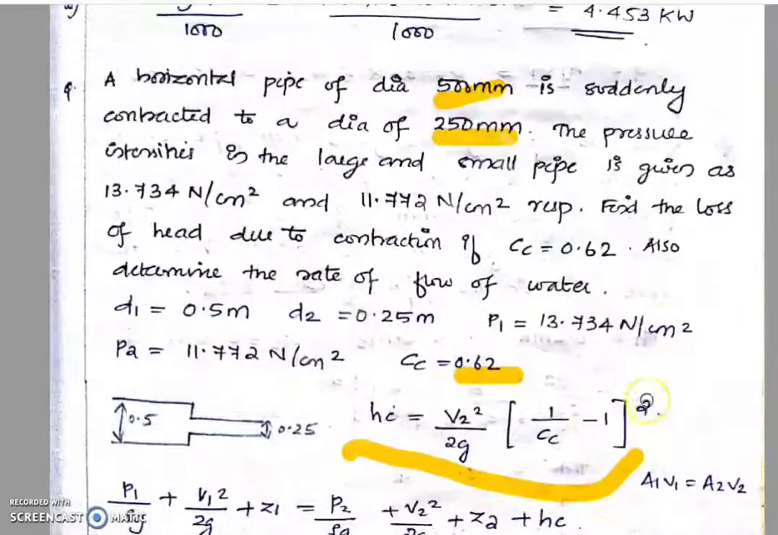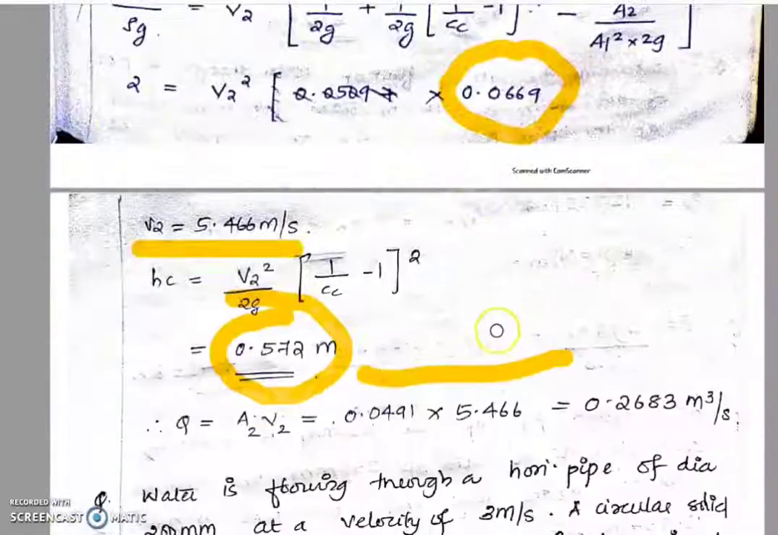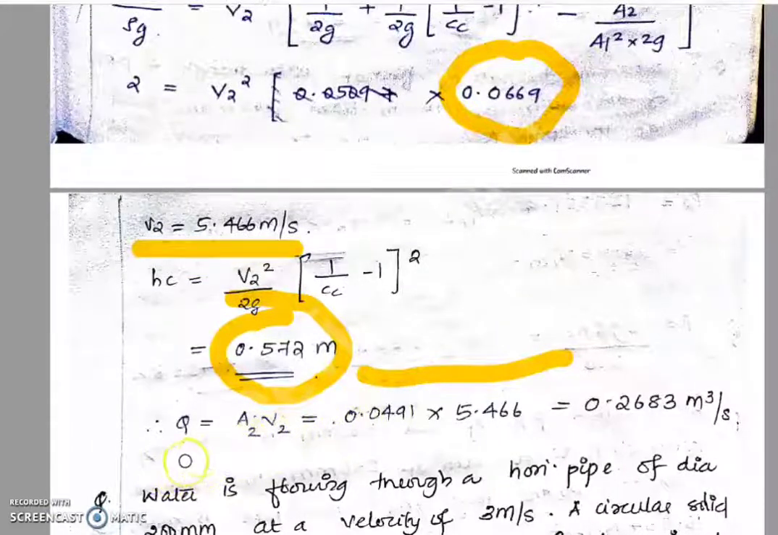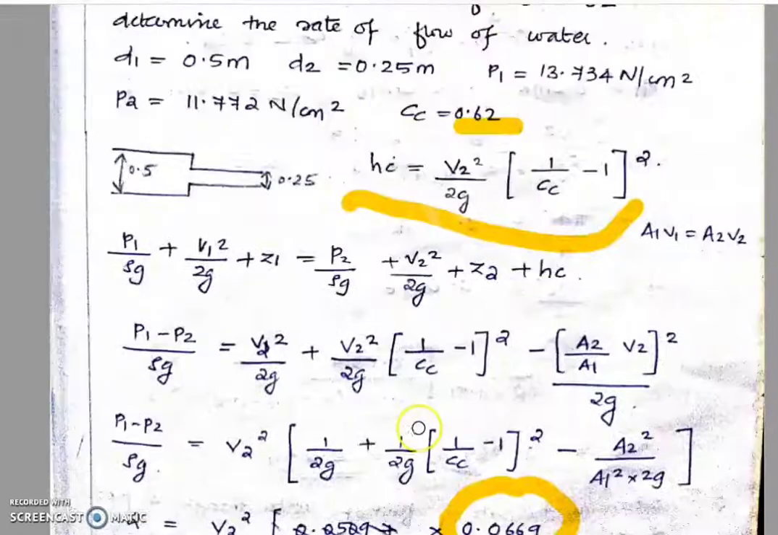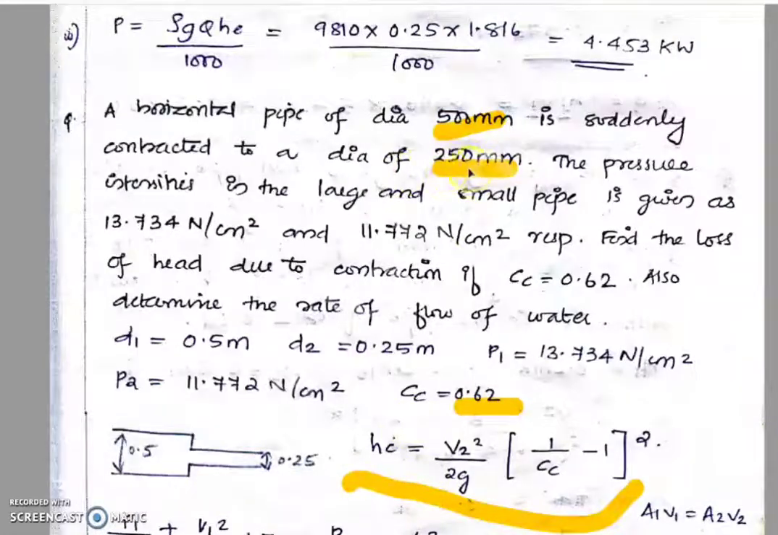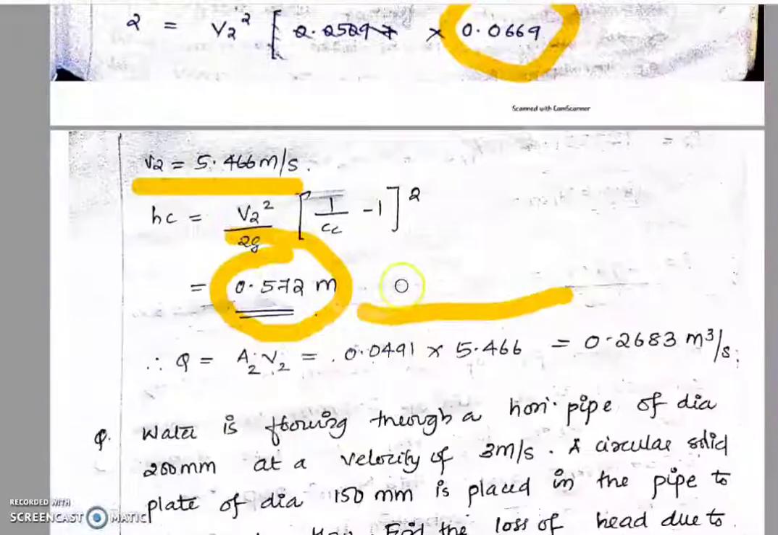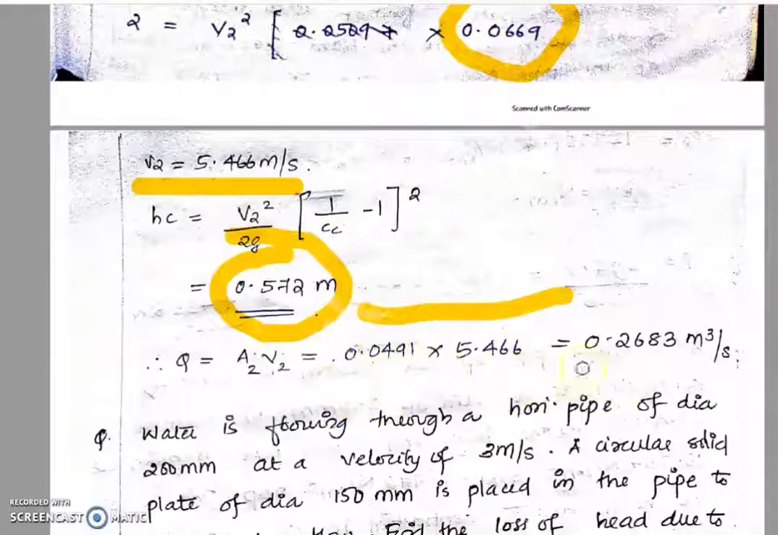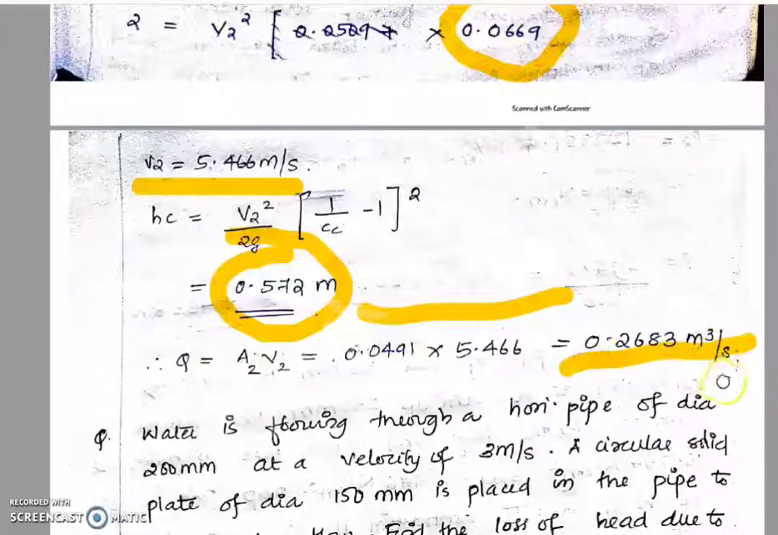It is asked, loss of head due to contraction as the first part, and the second part is determination of the rate of flow of water. So Q you have to find out. How to find out the Q? Q is equal to A2 into V2. A2 you can find out from the diameter of 250 mm. So A2 into V2 will give you the discharge, that is 0.2683 meter cube per second. I hope this is clear to you.